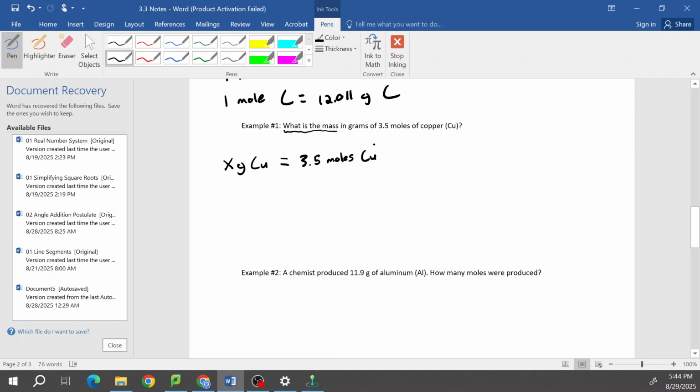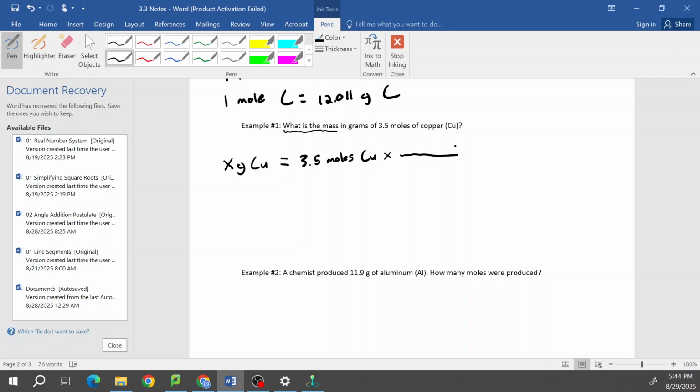Okay, so every problem is going to be set up the same way. X, whatever they're asking for, is equal to whatever they give me. In this case, they give me 3.5 moles. Once we have that set up, we then need to multiply by some conversion factor. Now, I might not know exactly what that conversion factor is yet, but I'm always going to multiply by some conversion factor. So I'm always going to do times and then this fraction bar, this line going across.